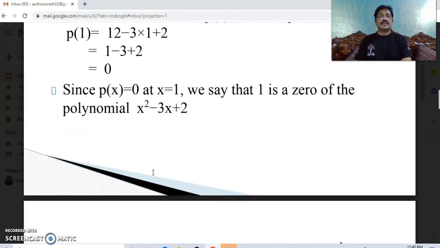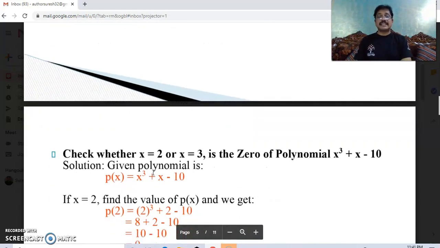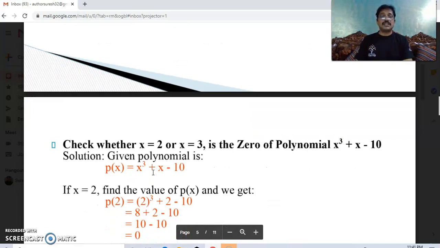So can you think of one more value that will be a zero of the polynomial? Yes, it's correct. Because it's a quadratic polynomial, as you know, the degree of the polynomial is 2, so one more zero other than 1 will be there. Later we will discuss how to find the zeros of the polynomial. Now see, check whether x equal to 2 or x equal to 3 are zeros of the polynomial x cube plus x minus 10. How are we going to check whether it is a zero of the polynomial or not?